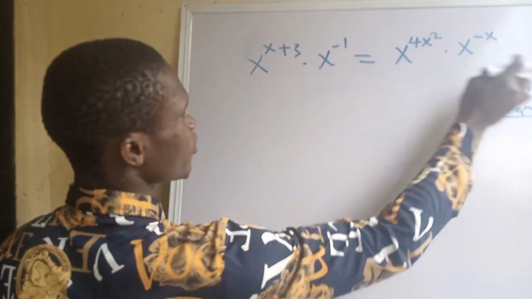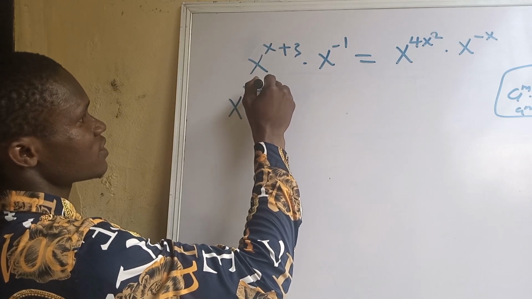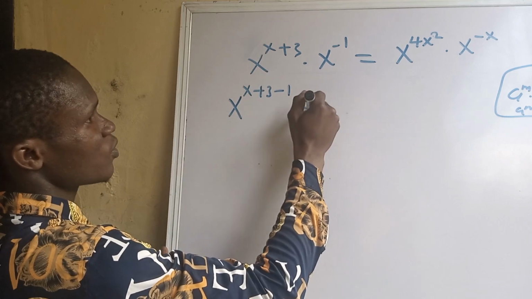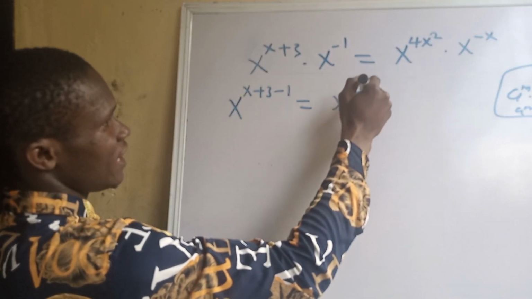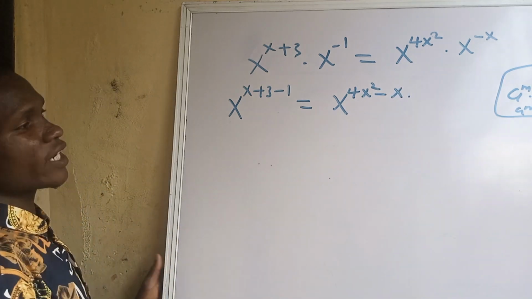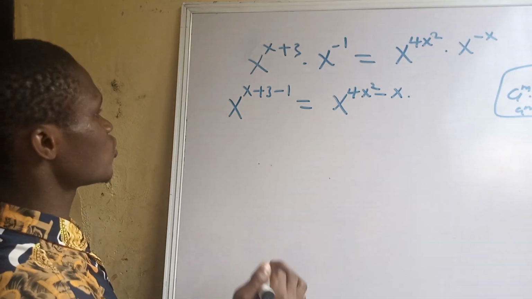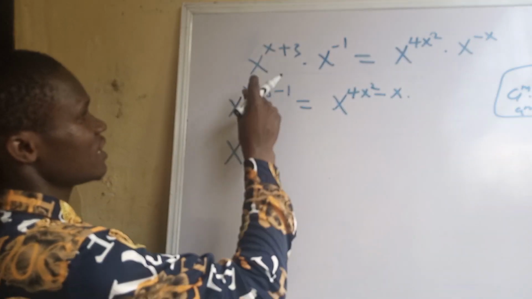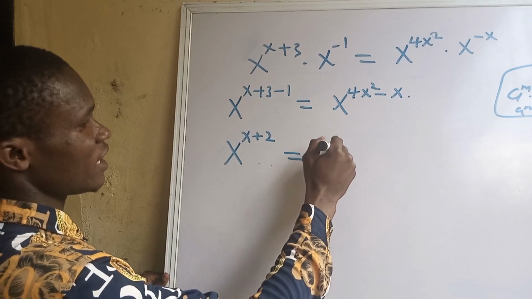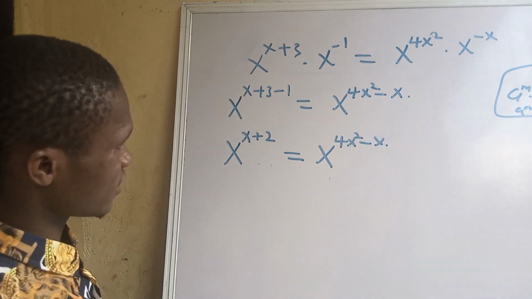So if we apply this principle here, we are going to have x to the power of x plus 3 plus minus 1 equals x to the power of 4x squared minus x. Okay, because at this junction we apply the principle of indices. So doing that, we can say x to the power of x plus 3 minus 1 is going to give us x plus 2, equals x to the power of 4x squared minus x.